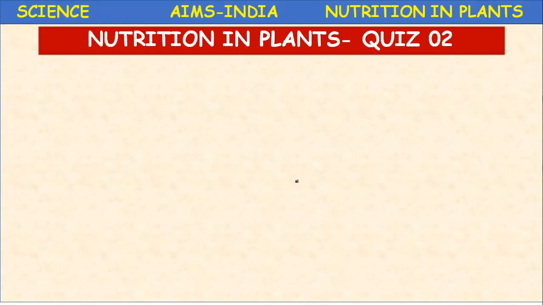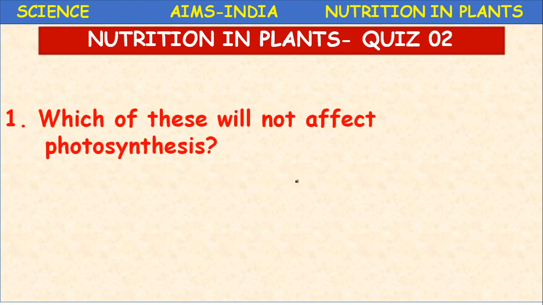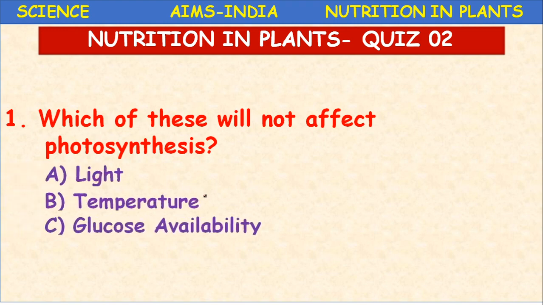Okay children, today what we have learnt, let us recall. Involve actively in the quiz. Try to answer the questions. Which of these will not affect photosynthesis? Light, temperature, glucose availability, carbon dioxide. Which will not affect the photosynthesis among these four?